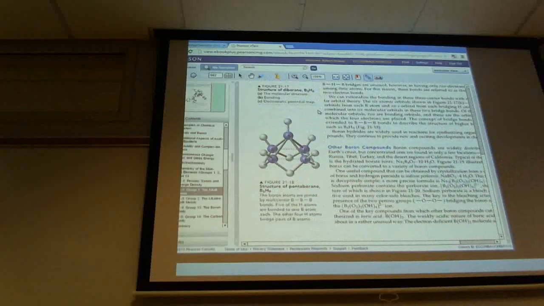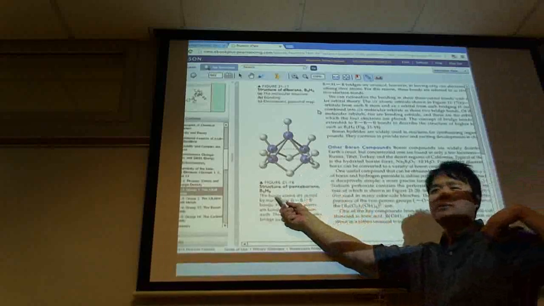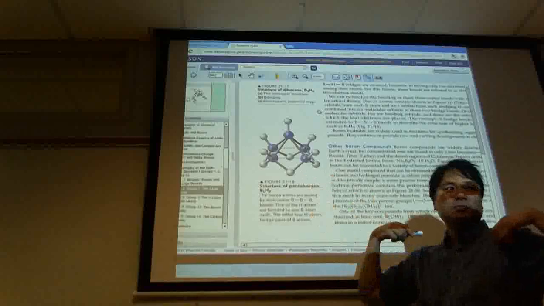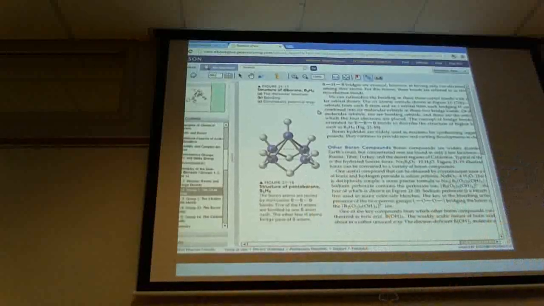Boron likes to form these cages. This is a very weird cage because what's linking it together are hydrogen atoms, isn't it? A lot of these boron cages link together with carbon or nitrogen atoms, so I don't think this is very stable here. But it is a very bizarre molecule, isn't it?